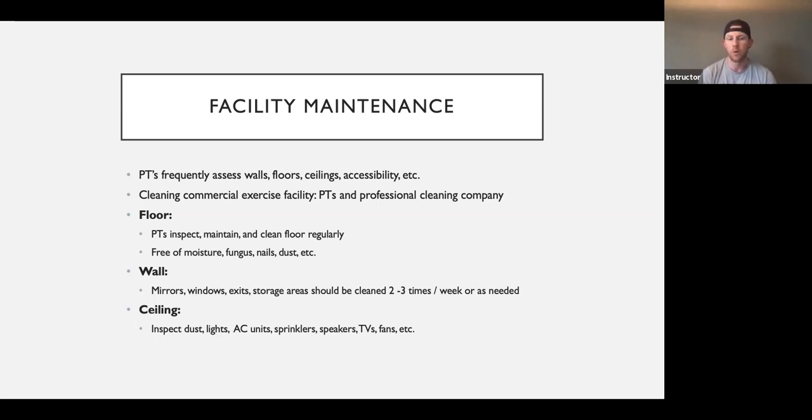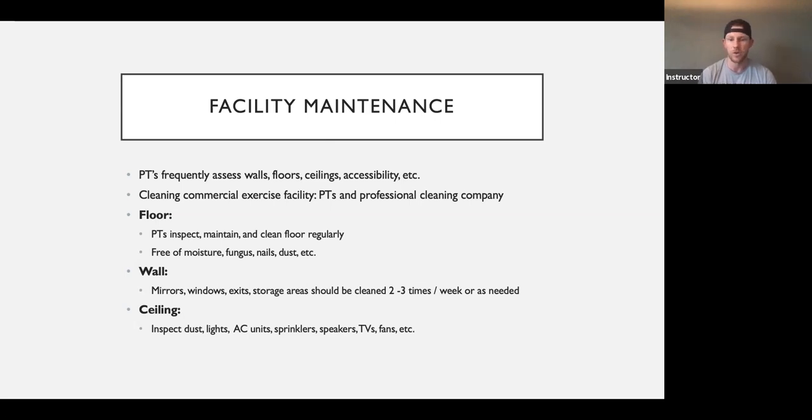Looking at the walls, again, windows, mirrors, exits, make sure those are all cleaned. Exit doors, right? You have sweaty people in and out. Now, with COVID, even maybe more important, just making sure things are clean and sprayed down and things like that. Ceiling, big ceiling fans can sometimes get dust on them, right on the top. We've seen that at our homes. So just imagine what a gym might look like. So making sure those are clean.